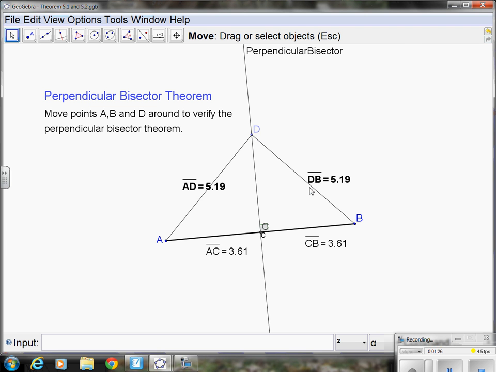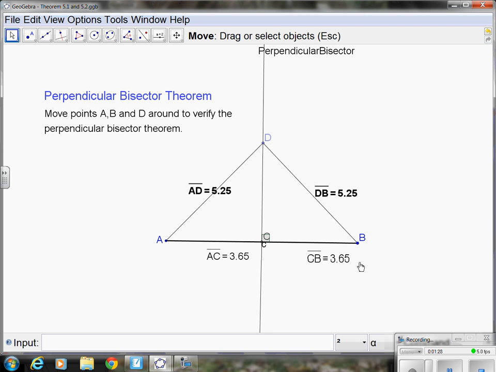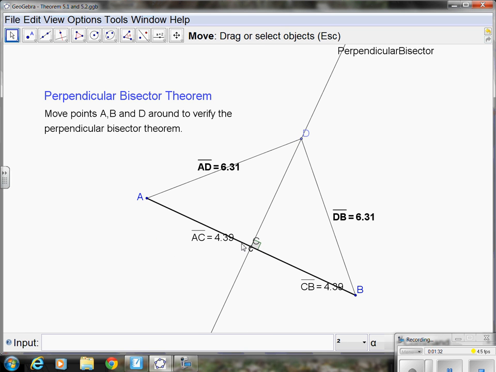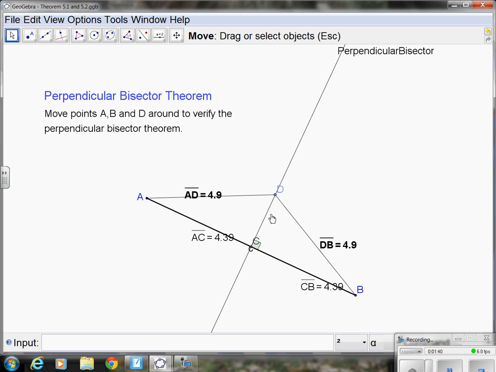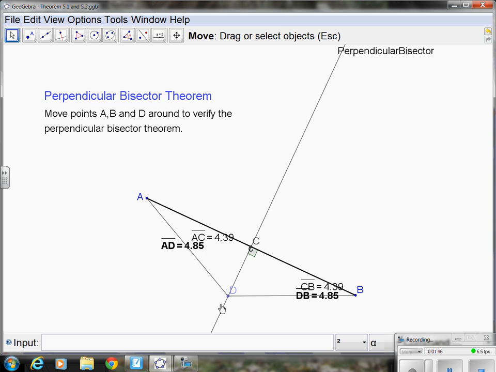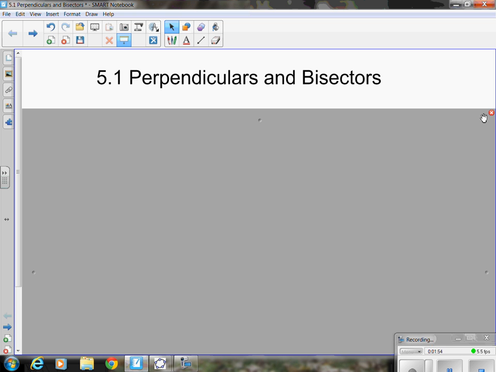So notice these lengths always stay the same. I can change this segment, move it around. I designed it so that it's still a perpendicular bisector, still have a right angle, same lengths. And if I move D, that length is always going to be the same. I can even bring it to the other side of the line here. Those lengths are the same. That's our first theorem, and we'll look at that now.